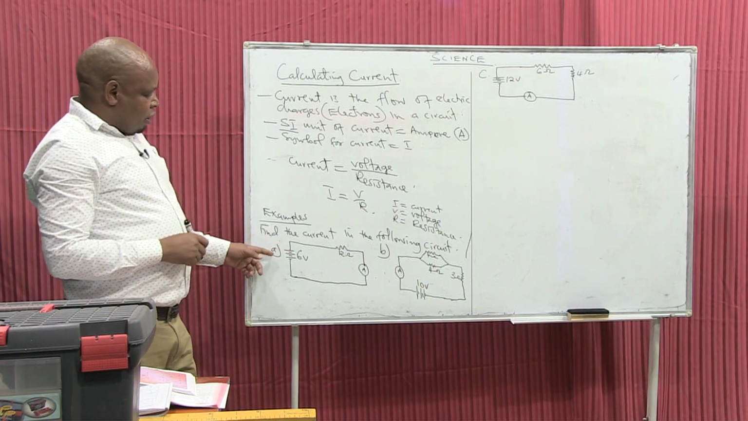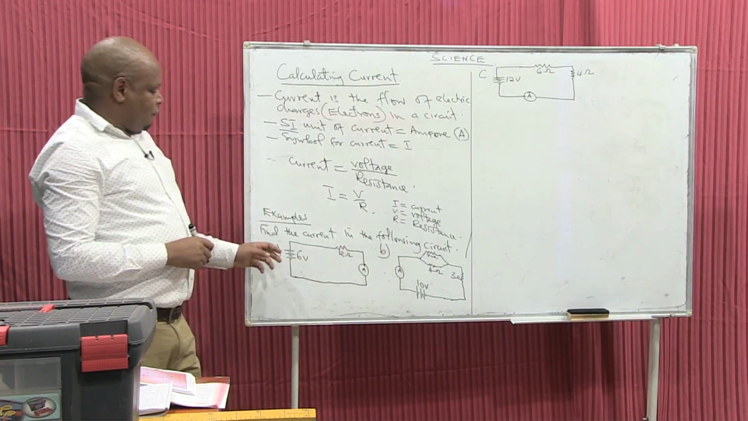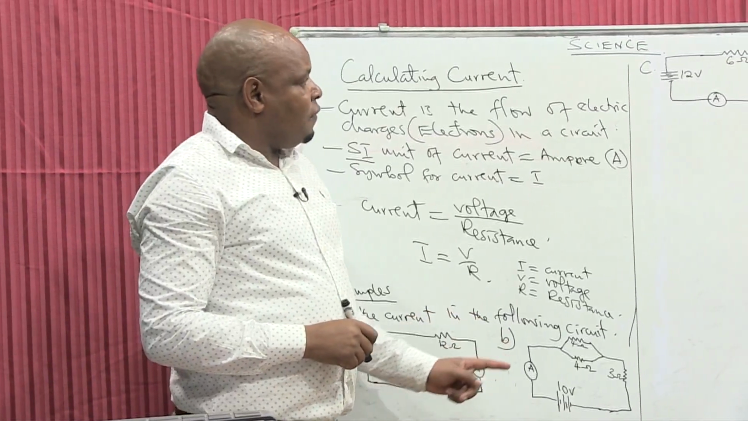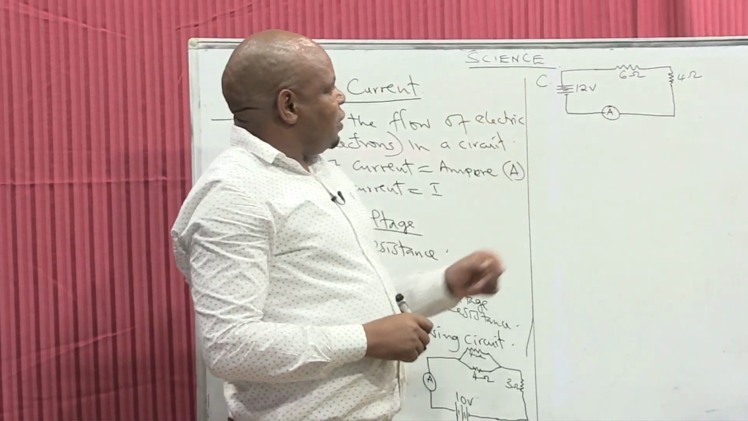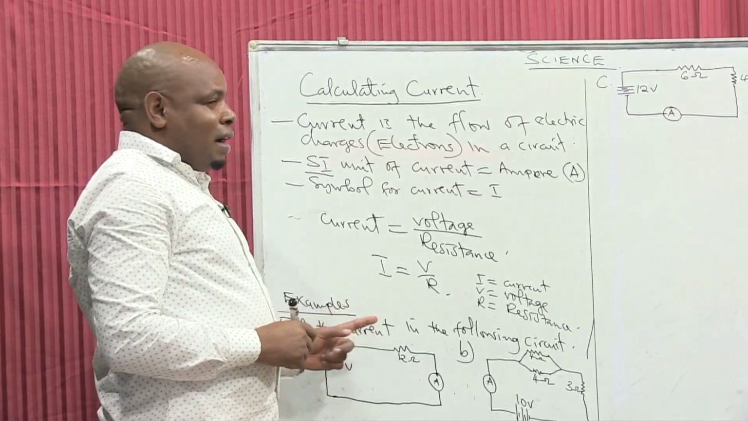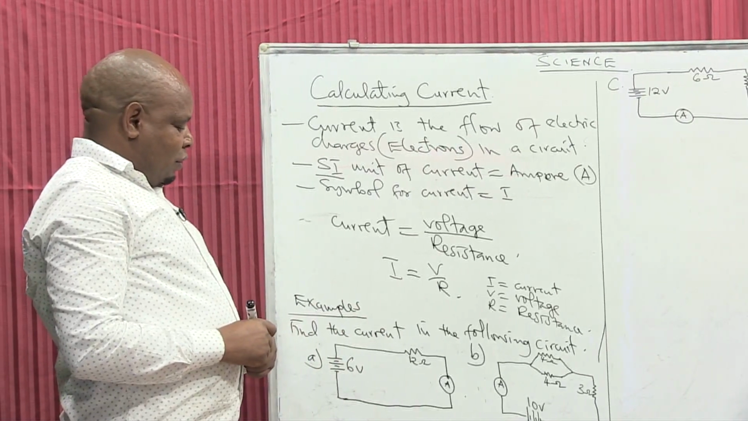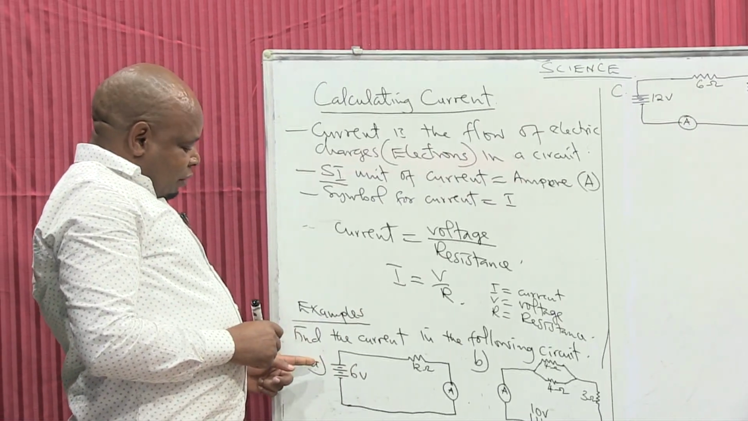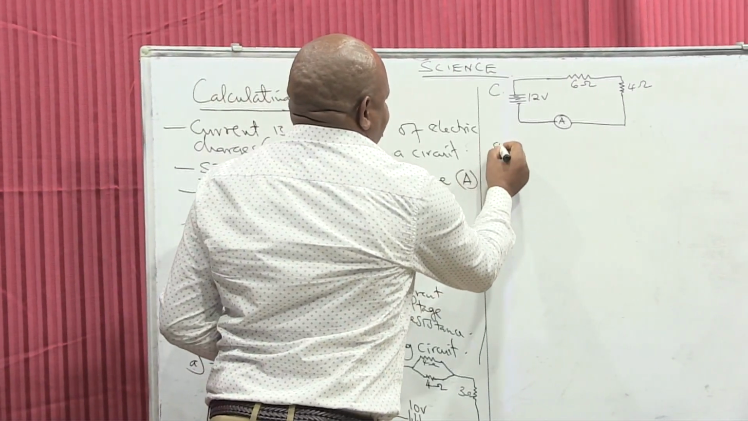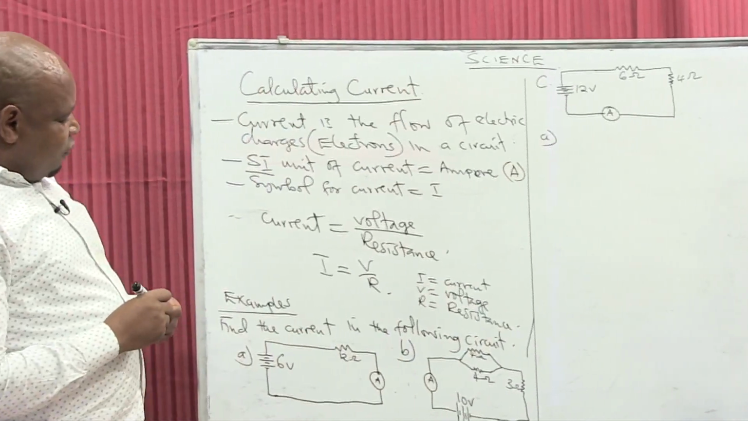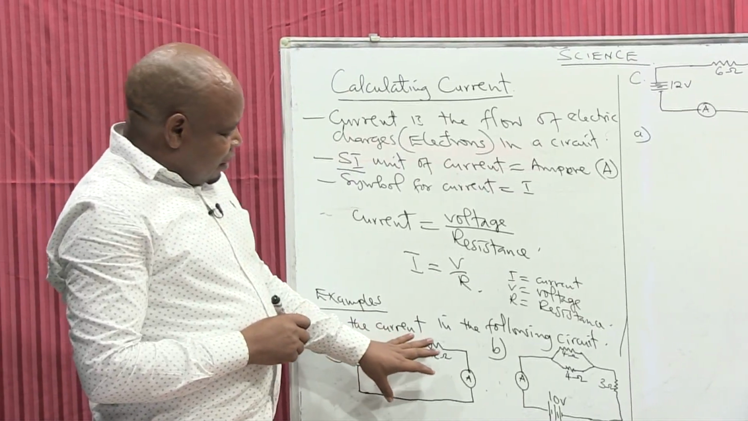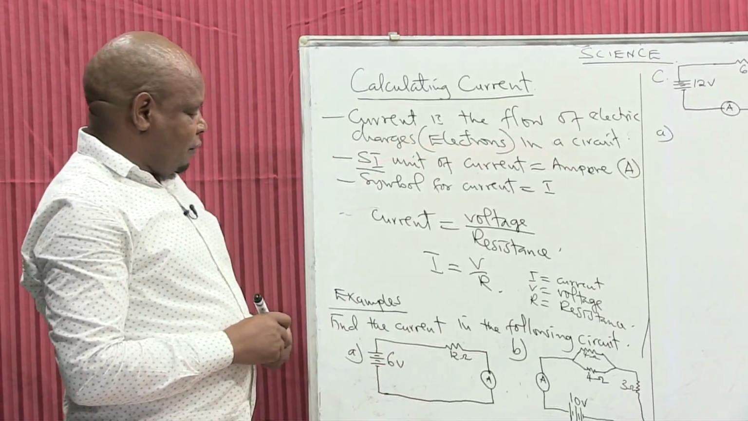Using these three examples which have been given on the board, circuit A, circuit B, and circuit C, we are going to use them to find the currents. Starting with A, let us start with A, finding the value of current in the circuit which is given here.